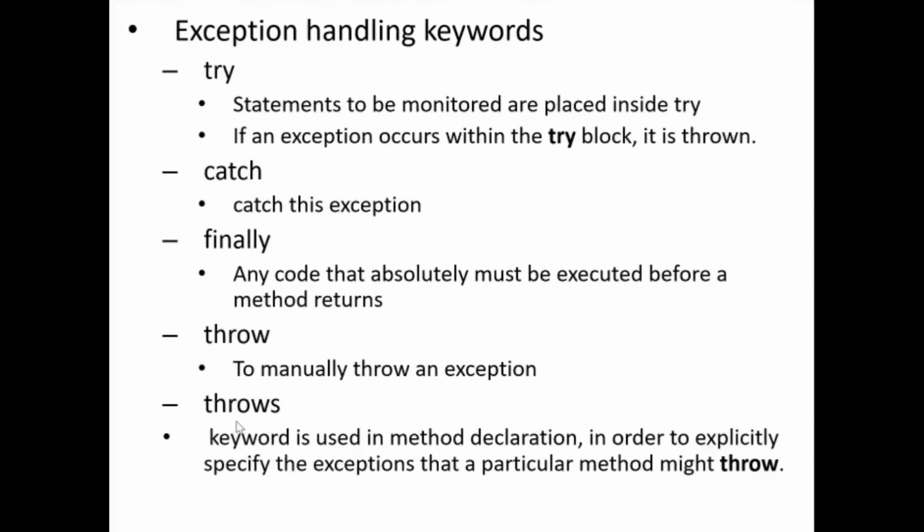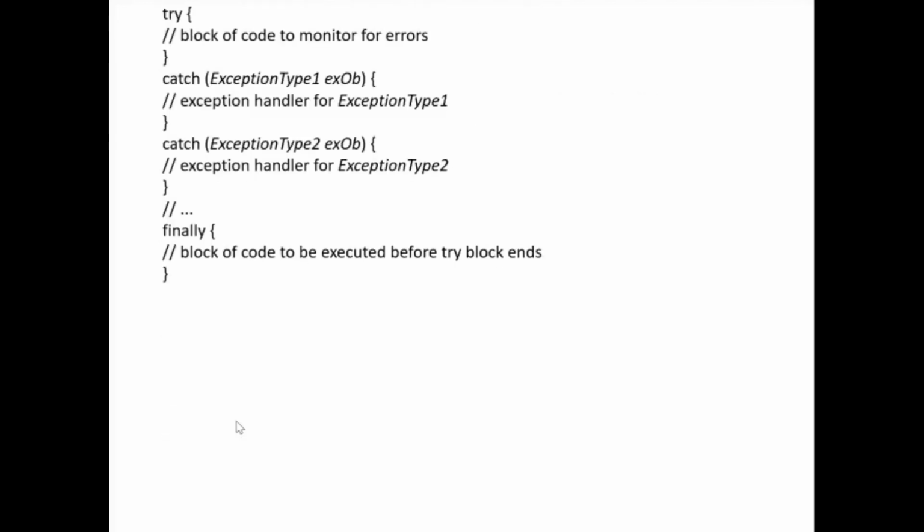Try block is used for any statement that may cause an exception; you can write those statements within the try block. And then the catch block is used to handle the exception. And then the finally block: whether the exception is there or not, this finally block is executed before the return statement. The throw statement is used to manually throw the exception, and throws is used to give an instruction to the user that these functions may raise these types of exceptions, which you have to handle. And then this is the syntax.